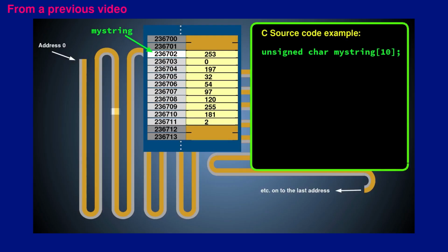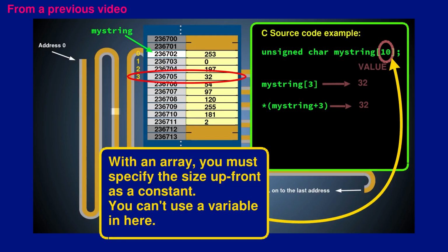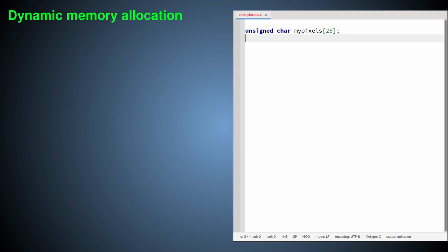I discussed in a previous video how you can declare an array of a certain data type to get a bundle of those variables that you can access via an index in square brackets like this. In this example, the compiler will allocate just enough memory to store 25 unsigned char values, and the name I gave the array suggests that I'll use it to store pixel intensity values, perhaps for an image that is 5 pixels high and 5 pixels wide.